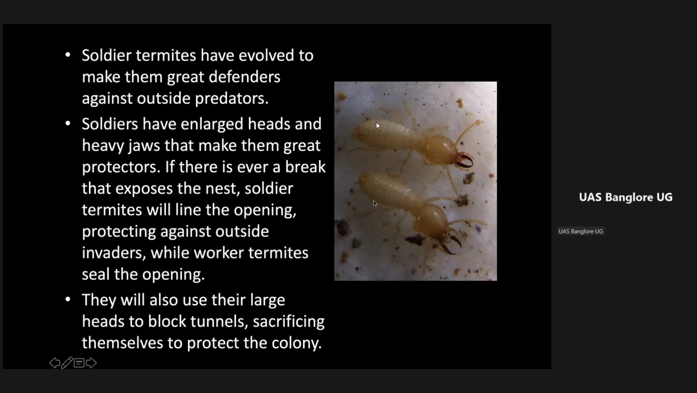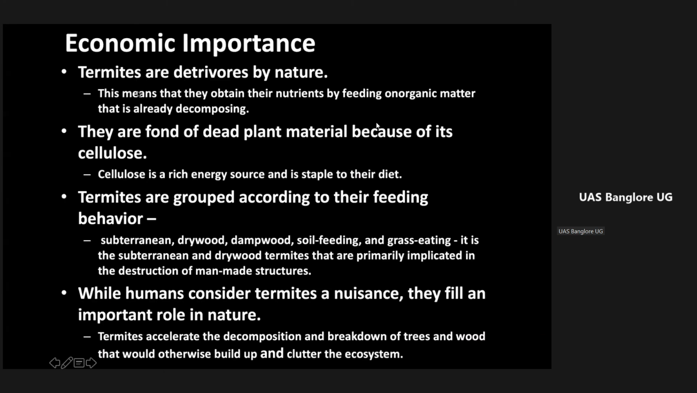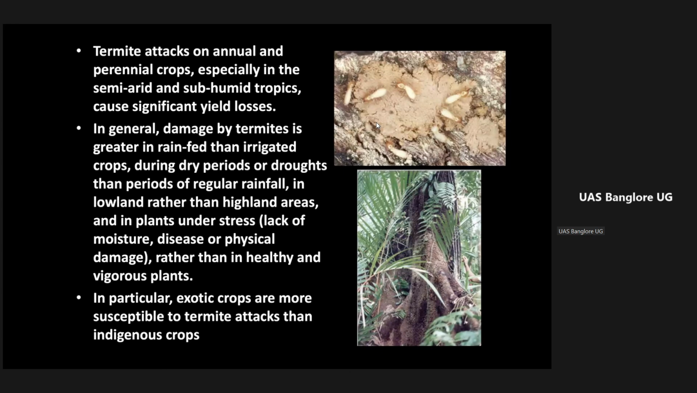Then the economic importance of termites. They feed on wood material or plant material, a lot of things, and they come to your houses. Not only that, we also use termites for human consumption. They are highly proteinaceous, consumed not only by humans but also by birds and other organisms.